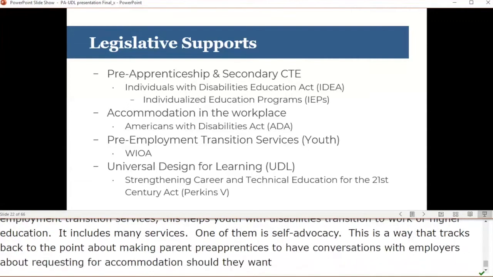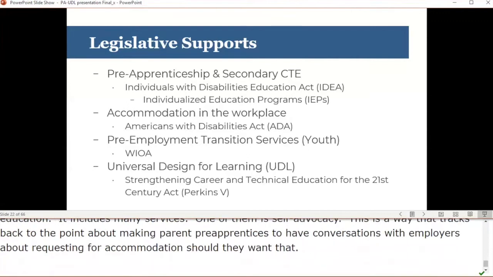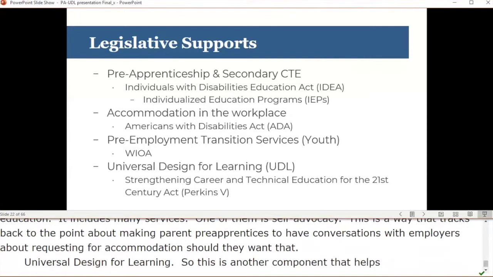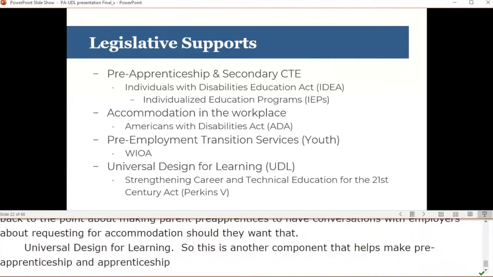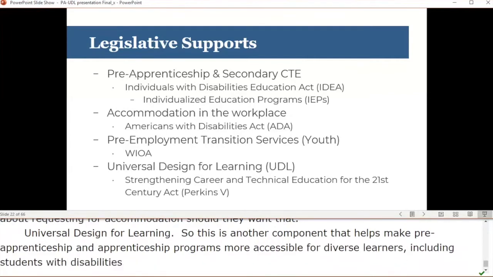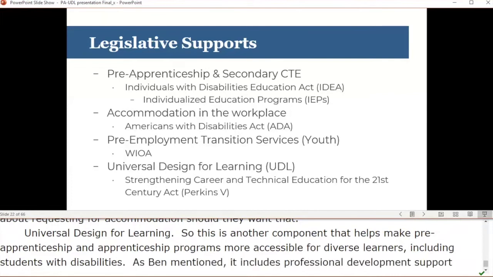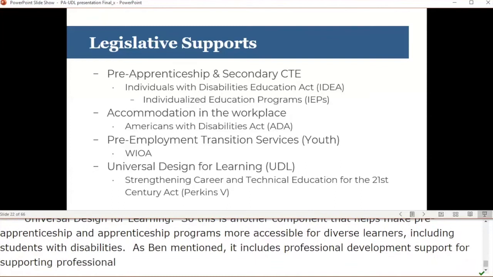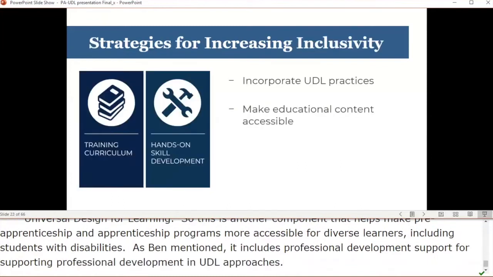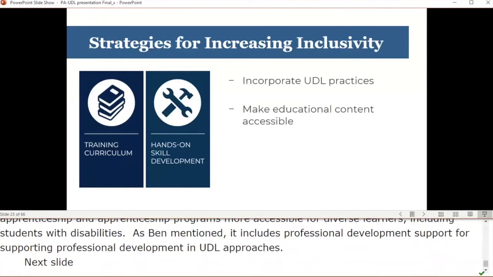Universal design for learning. This is another component that helps make pre-apprenticeship and apprenticeship programs more accessible for diverse learners, including students with disabilities. And as Ben mentioned, it includes support for professional development in UDL approaches. Next slide, please. So strategies for making these different components inclusive of individuals with disabilities.